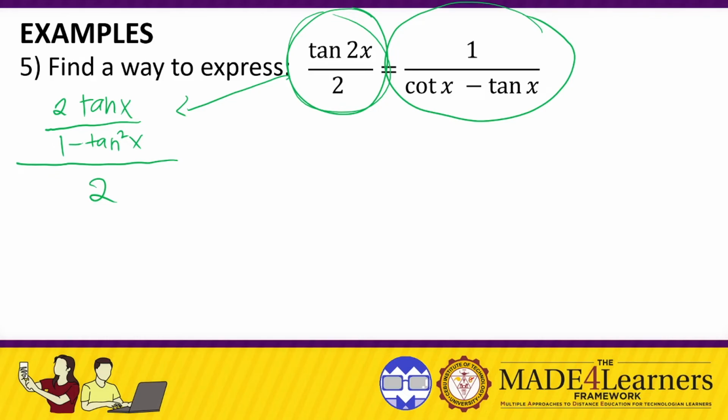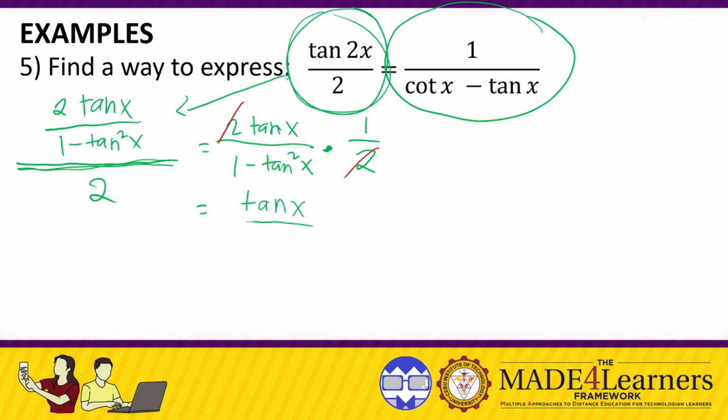Okay, then we know that if it's division, we can express this one as 2 tan x over 1 minus tan squared x divided by 2. But if it's division, it becomes the reciprocal. So multiplication, then we have the reciprocal of the divisor. Okay, so here, it is already obvious that we can cancel out 2. So we are left with tan x over 1 minus tan squared x.